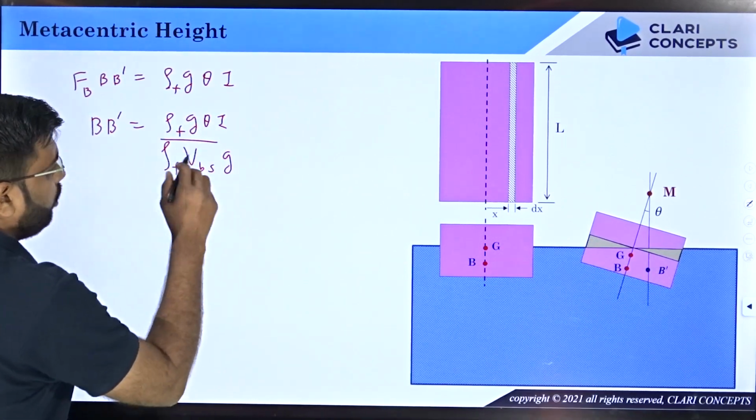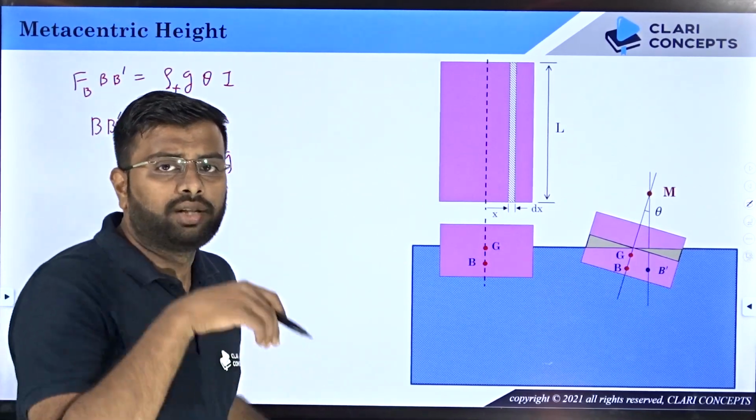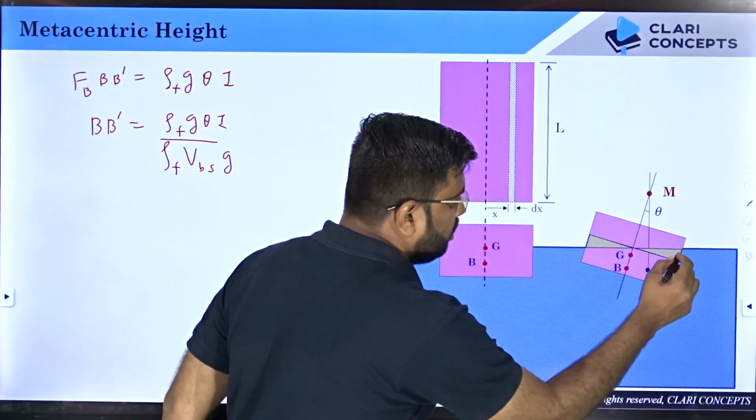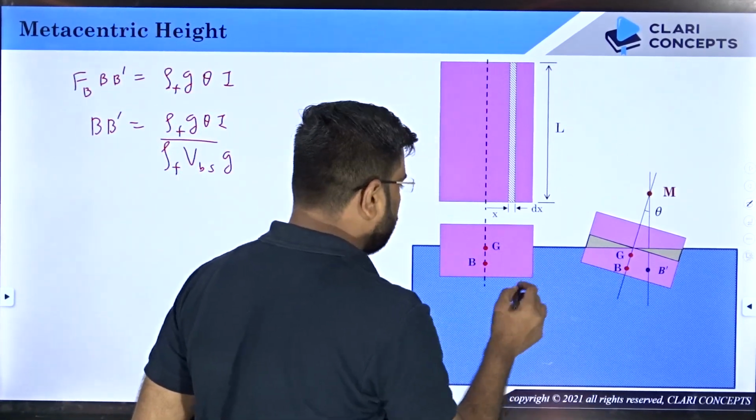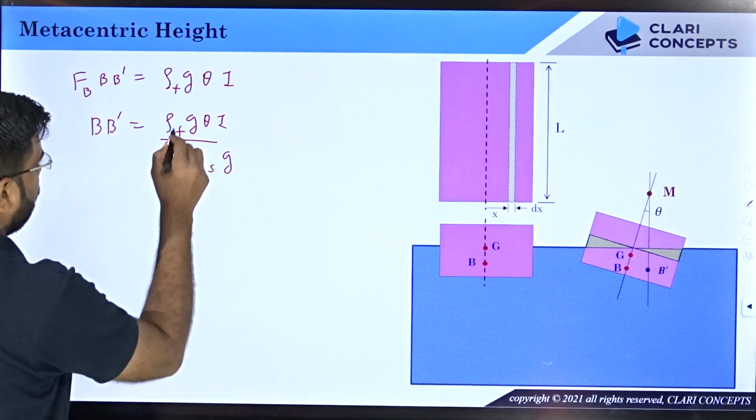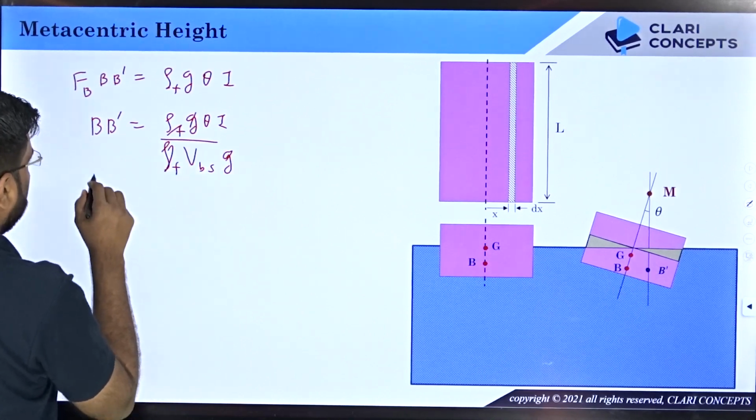So where VBS is what? VBS is the volume of the body submerged in the fluid, which is this, or you can say this. Both of them, the volume will be the same. So rho F and G will get cancelled. Now what is BB dash?